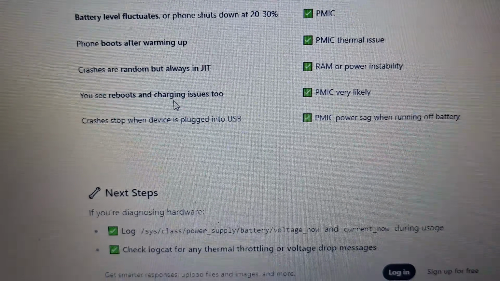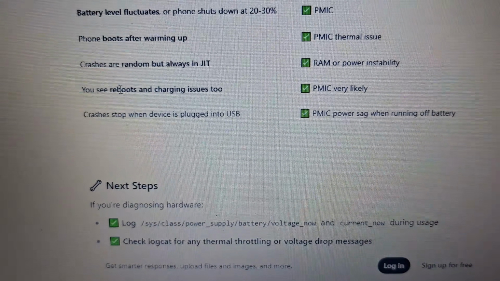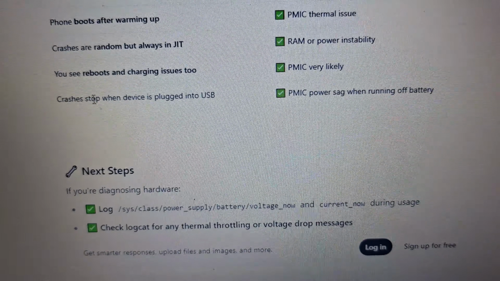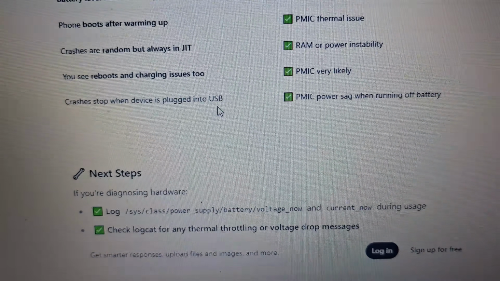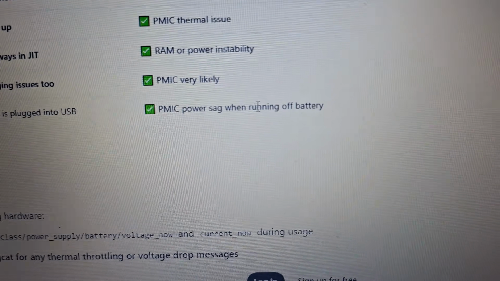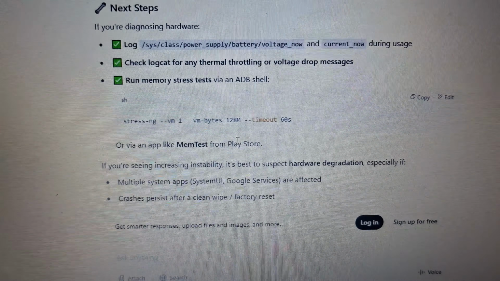You see reboots and charging logos too. Yep. I think I've had reboots and charging logos constantly. Crashes stop when device is plugged into USB. No, that's actually not the case. Crashes haven't actually stopped when I plugged it into USB, because it was actually showing crashes while it was plugged into my computer. So here is the next step.